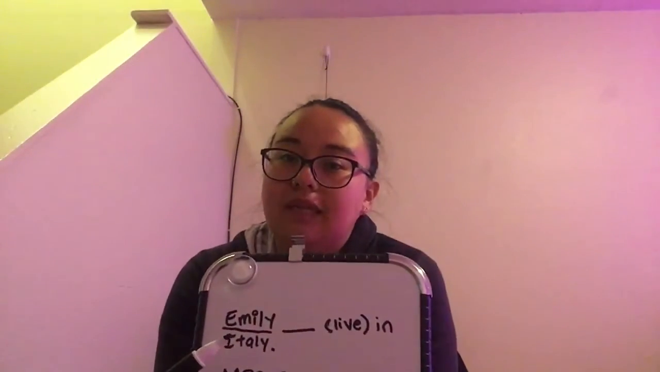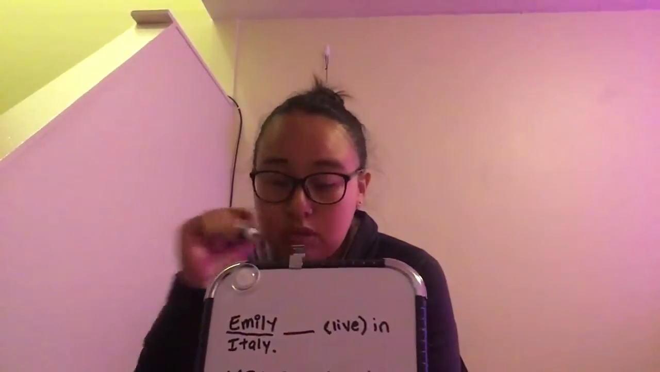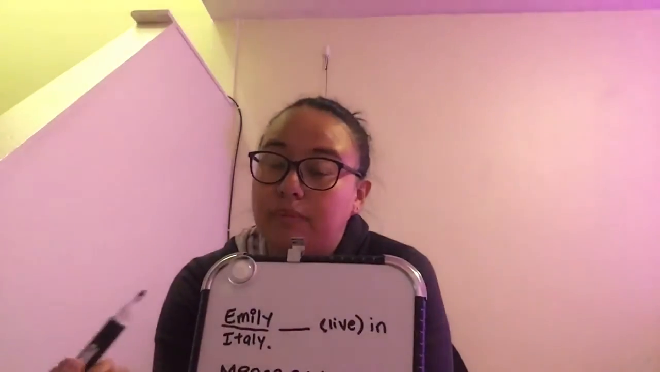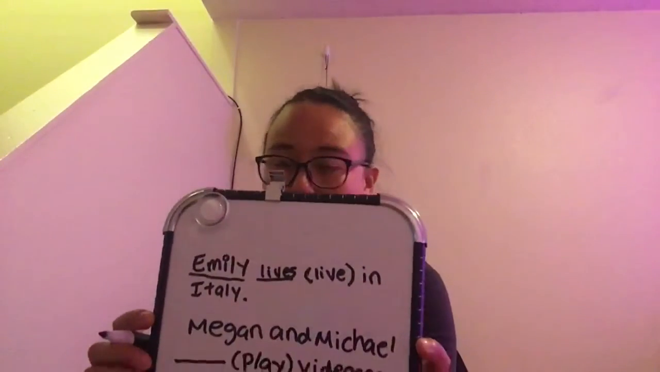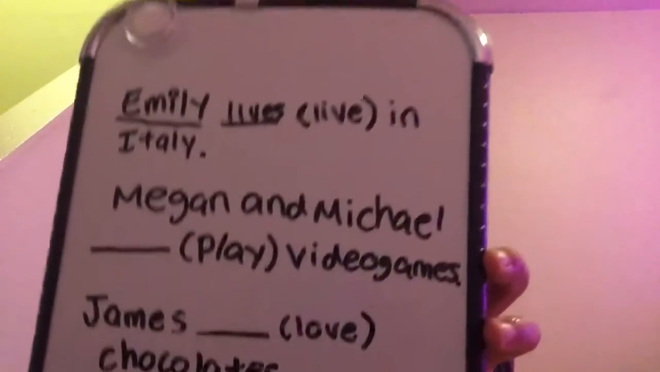So we have Emily, that's a third person. So we just have to add an S to the verb. That means that it's going to be Emily lives in Italy. The second one is Megan and Michael, space, the verb is going to be play, video games. You can take a look here.